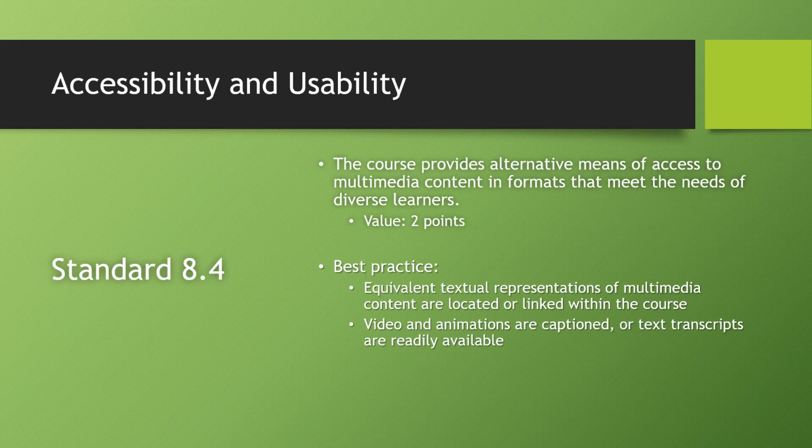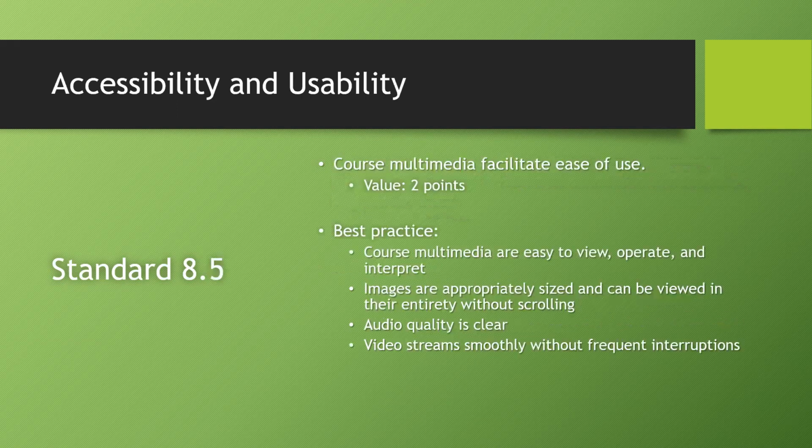Standard 8.5, this is a 2-point value. It says course multimedia facilitates ease of use. So what this means is that multimedia is easy to view, operate, and interpret. Images are appropriately sized and can be viewed without having to scroll on the screen. The audio quality is clear and video streams smoothly without frequent interruptions.